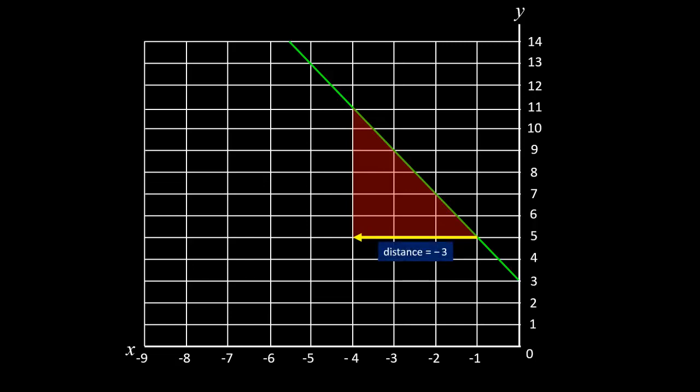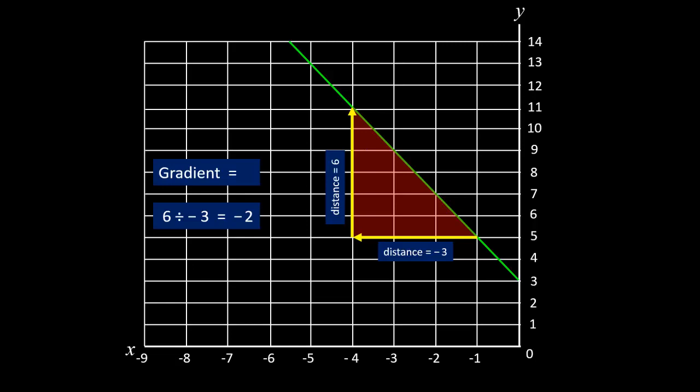And then when we go up to hit the graph again, that's positive, so that's a plus, or we just write the number 6. So the gradient this time is 6 divided by -3. So the gradient is actually -2.